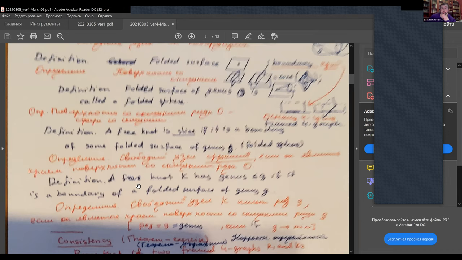And actually, this is a sort of criterion of sliceness without triple points.